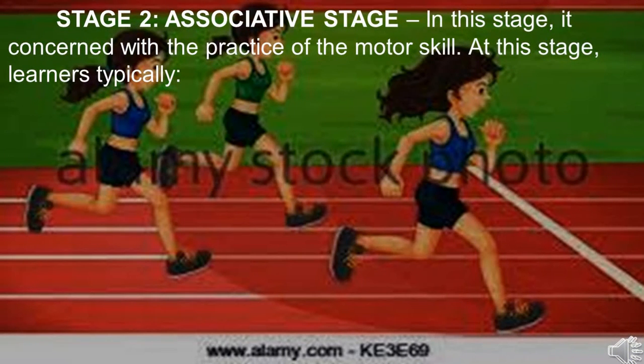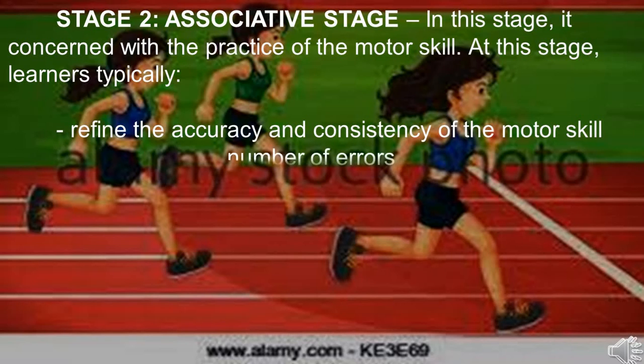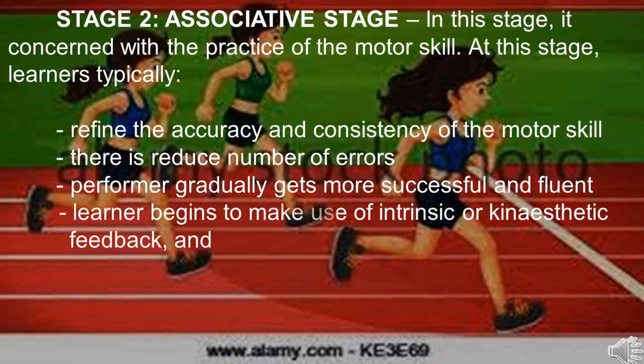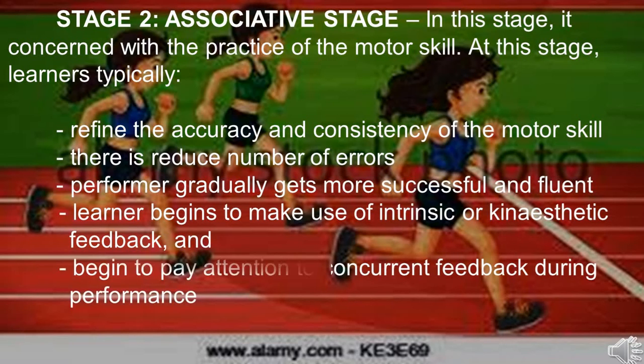Stage 2. Associative stage. In this stage, it is concerned with the practice of the motor skill. At this stage, learners typically refine the accuracy and consistency of the motor skill. There is a reduced number of errors. Performer gradually gets more successful and fluent. Learner begins to make use of intrinsic or kinesthetic feedback and begins to pay attention to concurrent feedback during performance.